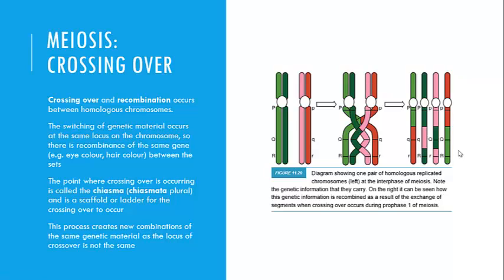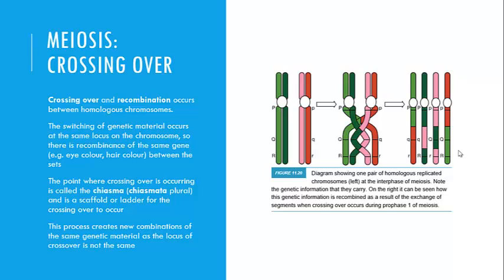So the crossing over is an important part of genetic variation in sexual reproduction. And the recombination occurs between homologous chromosomes. So for me, I have one set of my maternal and one set of my paternal DNA. And at this point, my homologous chromosomes are going to cross over. So now one of my chromosomes will have, say, the eye color of my mother, and the other will have the eye color of my father.